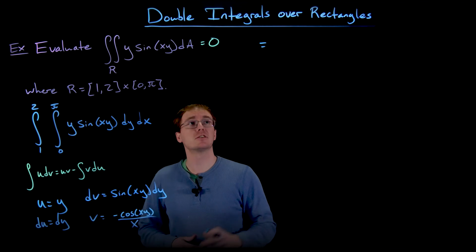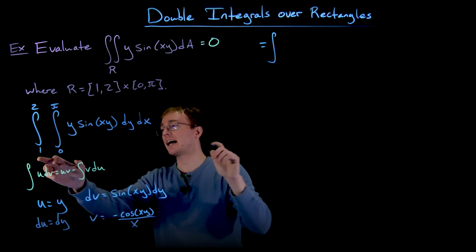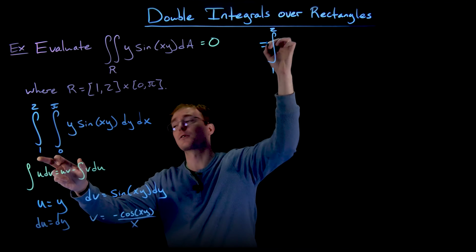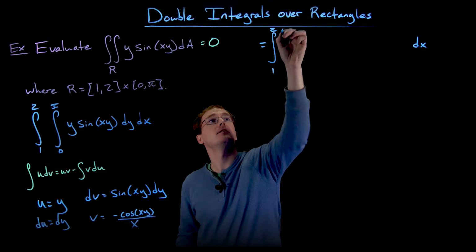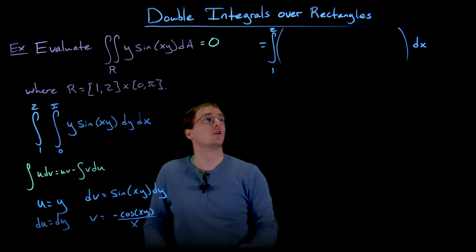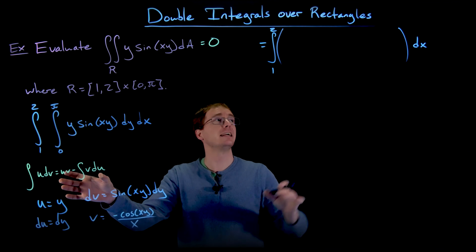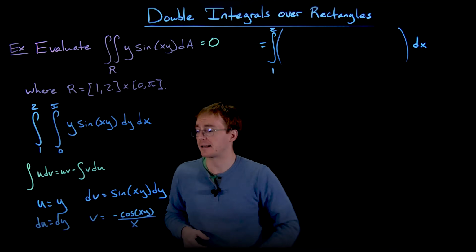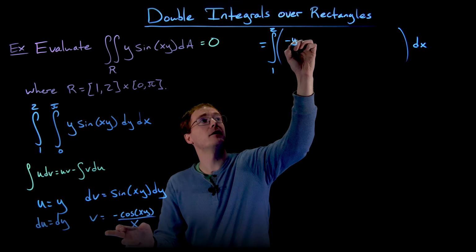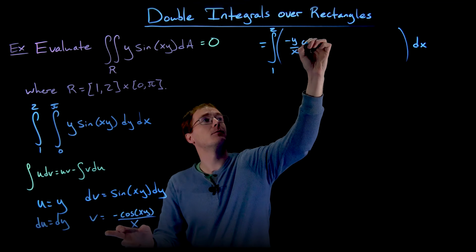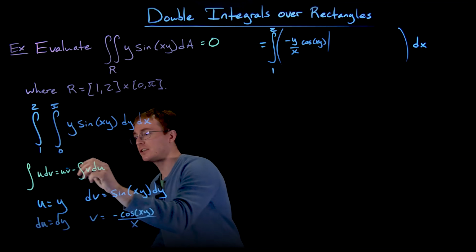And so now we have all the pieces required for our integration by parts formula, but remember, all of this is living inside of our outer integral, the integral from 1 to 2 with respect to x. So I'm putting this big set of parentheses here because we're going to have to throw our integration by parts formula inside of our outer integral with respect to x. Okay, so we're going to get u times v, which is going to look like negative y over x times cosine of xy.